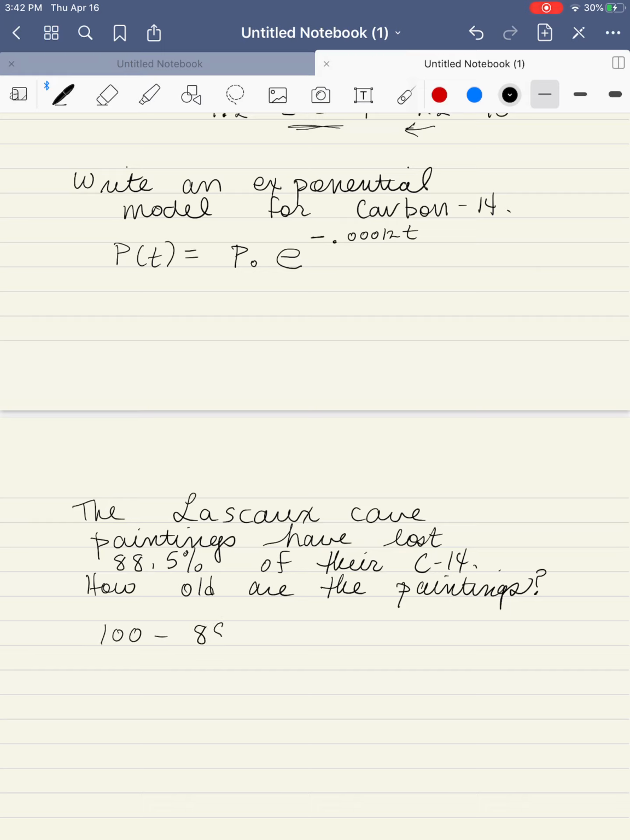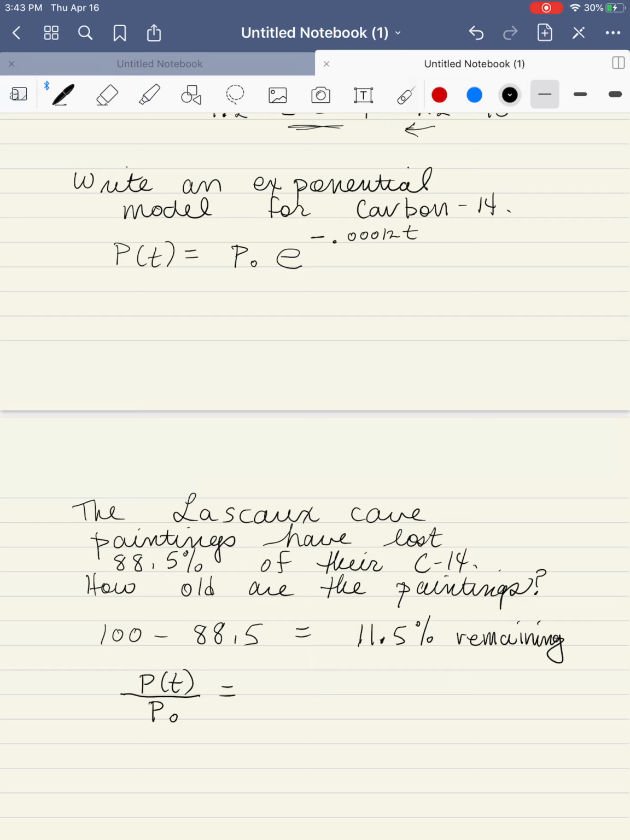The Lascaux cave paintings have lost 88.5% of their C14. So that means that they have 100 minus 88.5, which is 11.5% of their original carbon-14 remaining. That means the comparison between how much they started with originally and how much they have now is 11.5%.